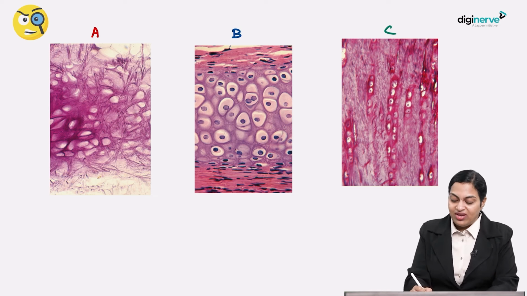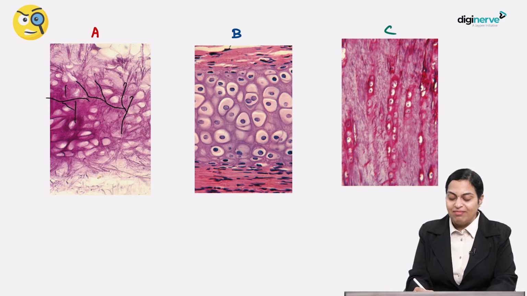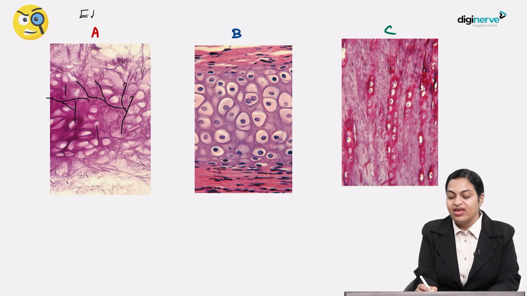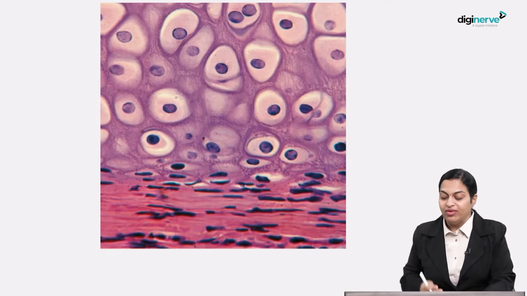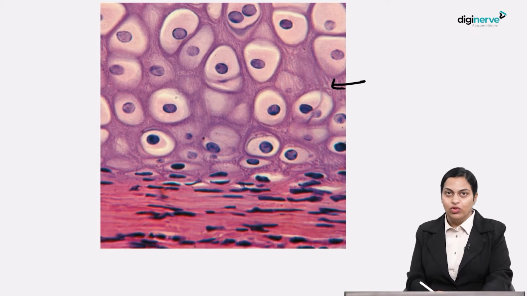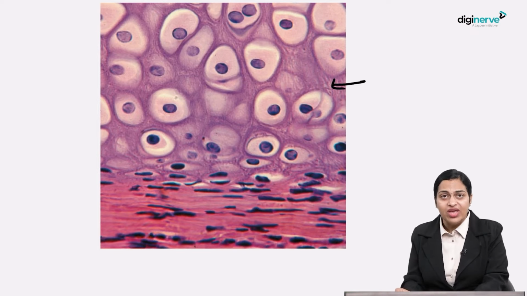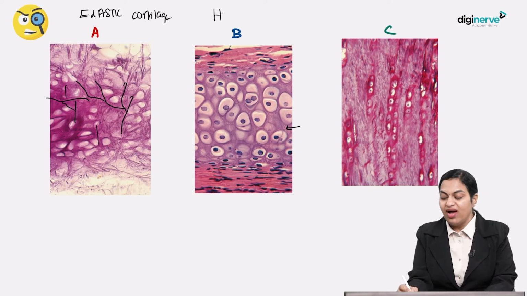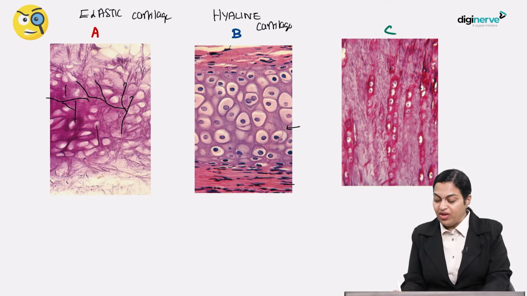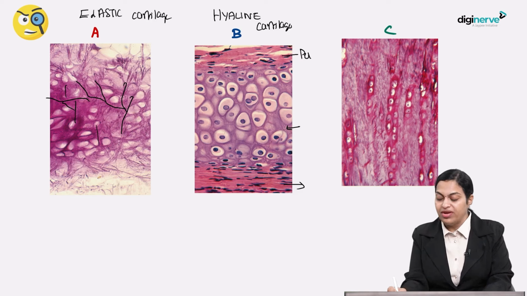A shows abundant eosinophilic elastic fibers in the matrix. Yes, correct. It is the elastic cartilage. And B here, what do you appreciate of the matrix? It is basophilic, bluish and homogeneous. You don't get to see any collagen fibers there, right? This is going to be the hyaline cartilage. You can see the perichondrium here, right? The perichondrium.